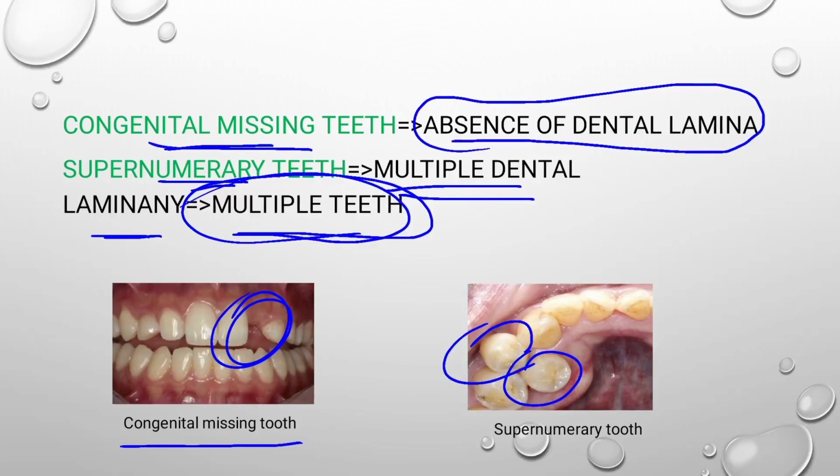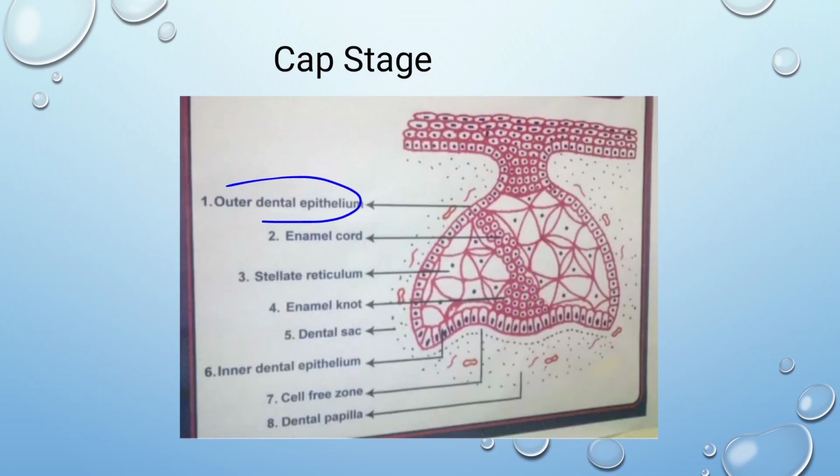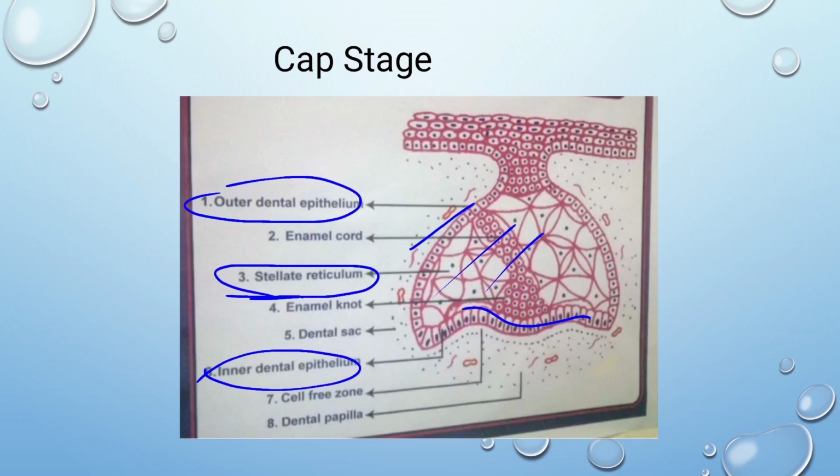Cap stage. At the 9th to 10th week, the deep surface of the bud invaginates deep into the mesenchyme, resulting in the cap stage of tooth development. The cap consists of the outer dental epithelium, the inner dental epithelium, and a central core of loosely woven tissue. This is the outer dental epithelium and the inner dental epithelium, and this is the stellate reticulum. It consists of these regions.